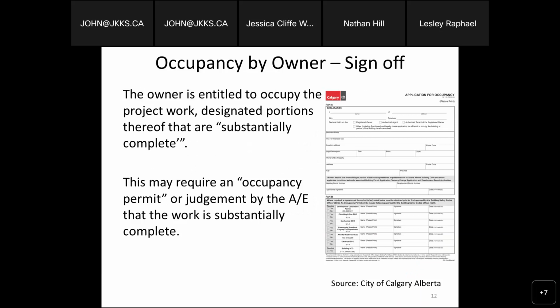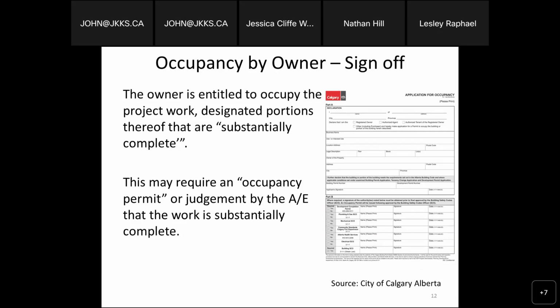Next, I'm going to talk a little bit about the occupancy by the owner, because getting towards that finishing stage, I'm sure there's always a certain bit of anxiety to occupy this new building. So, occupancy by the owner and the sign-off. The owner is entitled to occupy the project work according to most contract documents, especially when we look at things such as the CCDC documents.